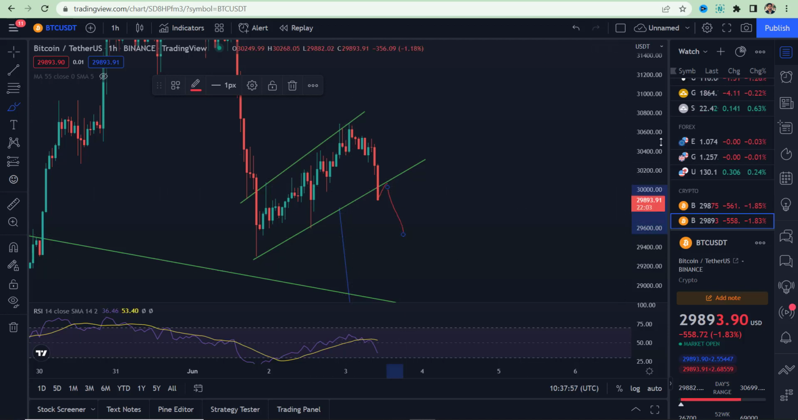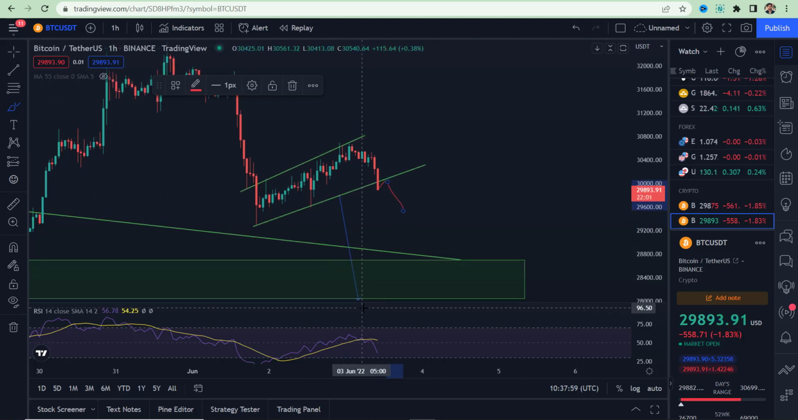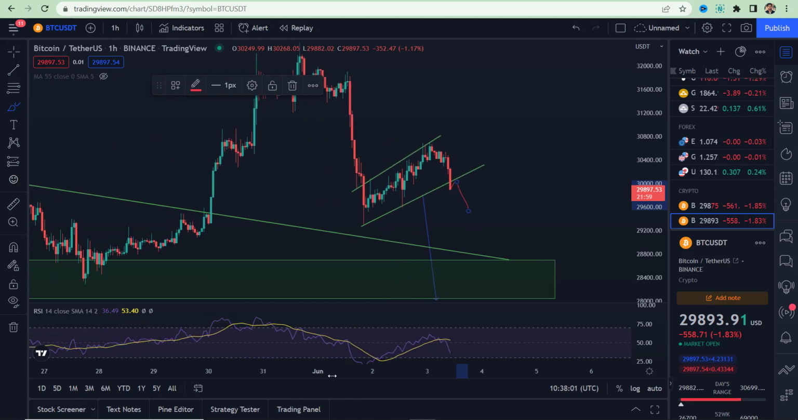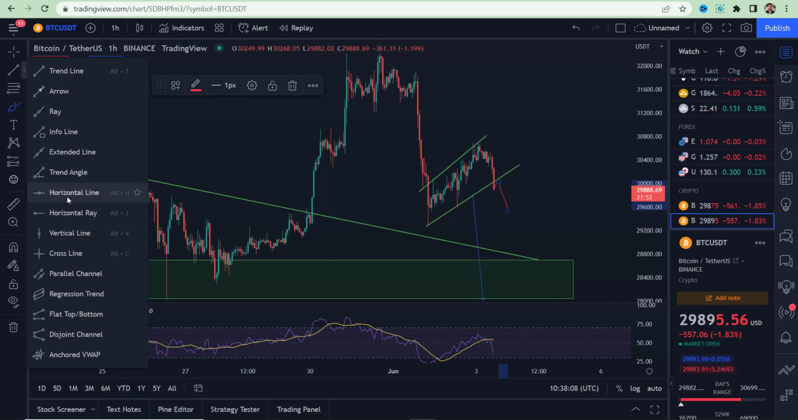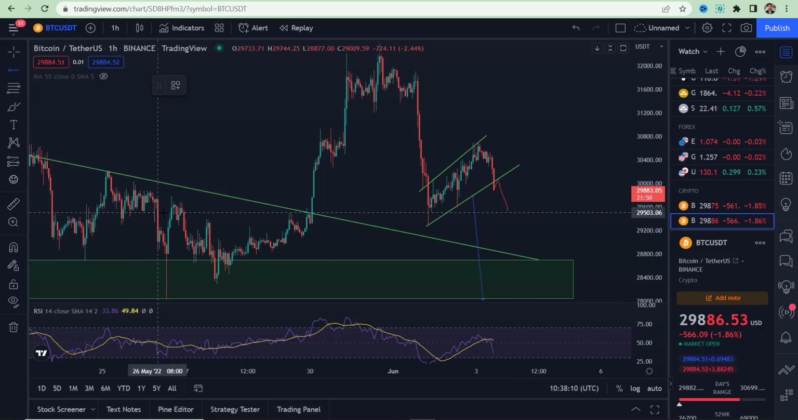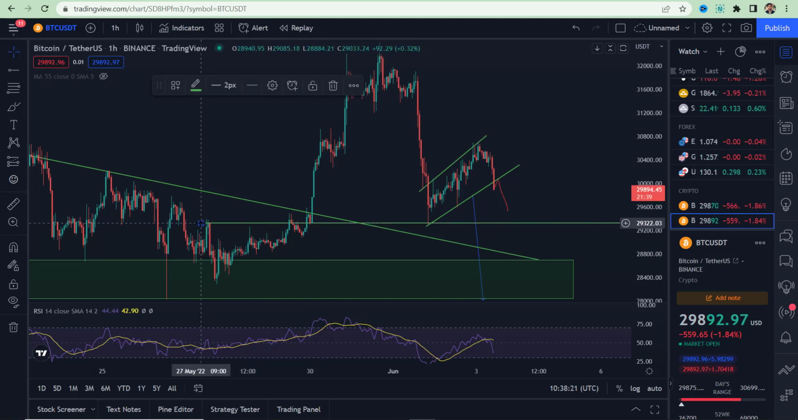However, the targets for this flag remain this, but we see a good support somewhere, let's say this level, I would say. So this one seems to be a support line that could come into play.